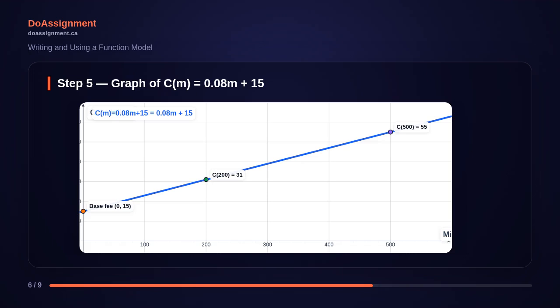The graph is a straight line starting at the y-intercept of $15 and rising steadily. The 2 points we calculated, 200 minutes for $31 and 500 minutes for $55, both sit right on the line, confirming our answers.